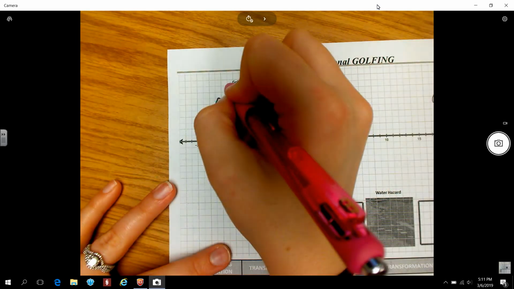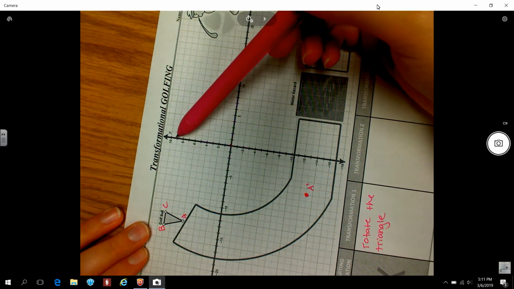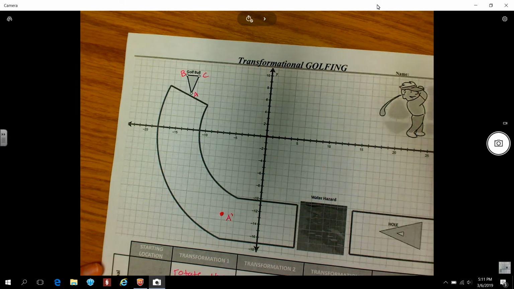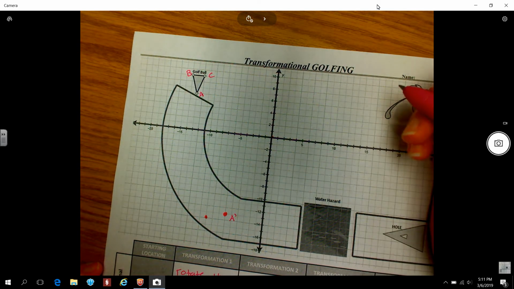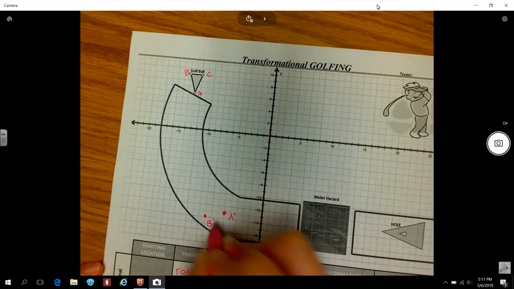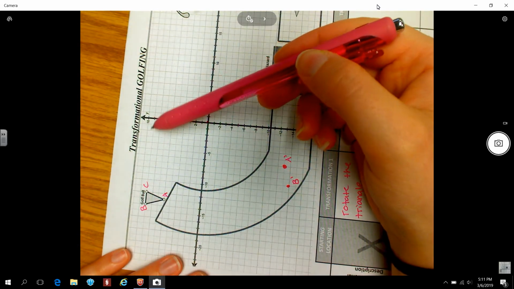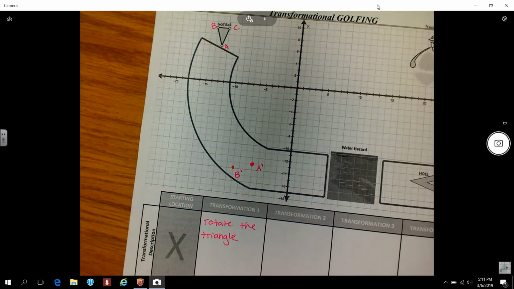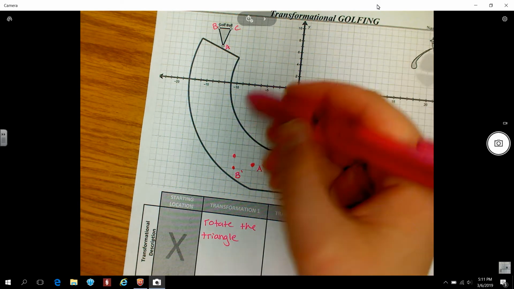I'm going to do that with all my points. So next I'll do this as B, and this is C. For B, I go to the left 9 and down 14. When I flip it back over, I'm going to go left 9, down 14, which looks like right there. And then the last one is C. To get C, I go left 9 and down 12. So left 9, down 12. That would put it here.